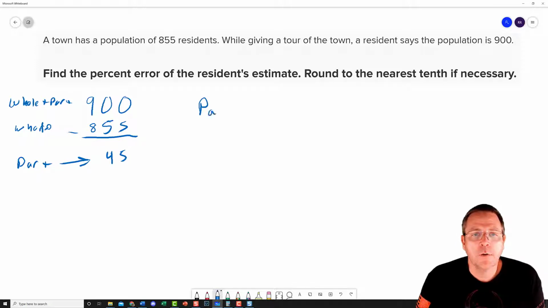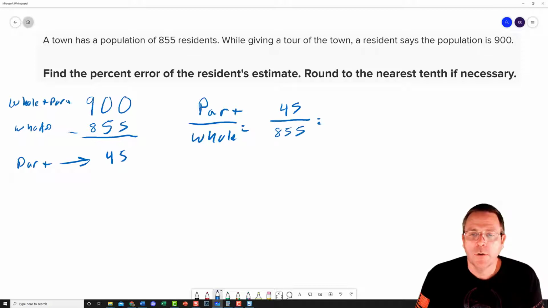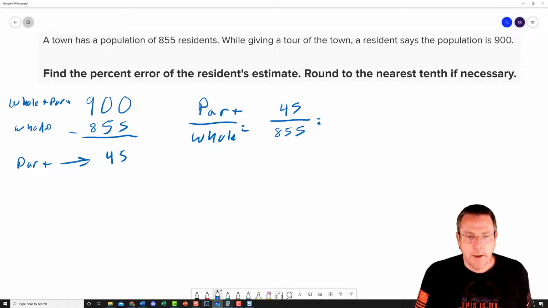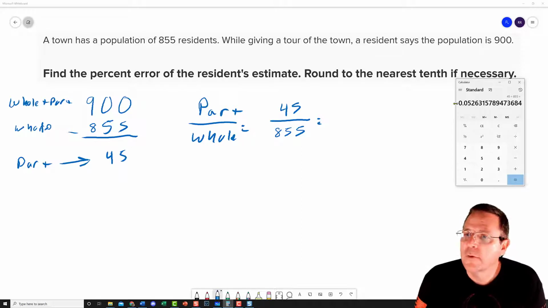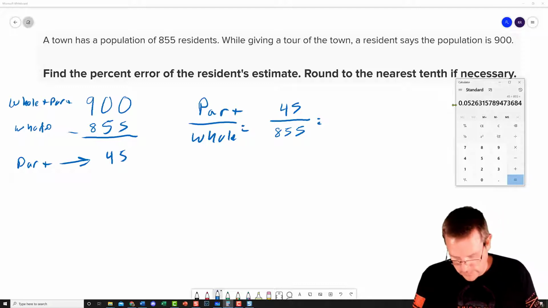Now we're going to do our formula. Part divided by whole is equal to 45 divided by the 855. And when you do that, grab our handy dandy calculator here, 45 divided by 855, and that's going to give us an answer of 0.05.